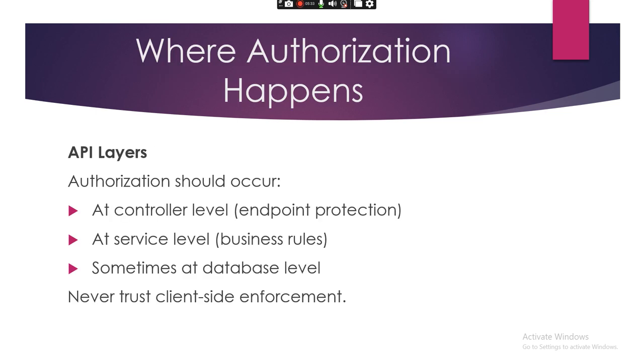So let's continue. Where does authorization happen? The API layers. Authorization should occur at the controller level. Well, yes. So first of all, I made this slide a long time ago, so I wanted to link it to interceptors. But yes, this is correct, right? Authorization occurs at the controller level. Technically, well, before them, in this case, the interceptor.